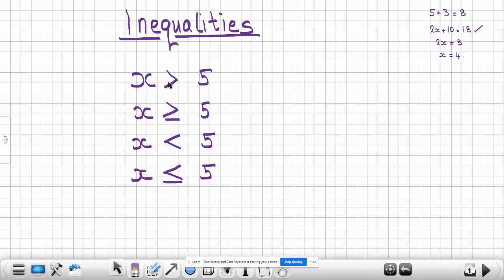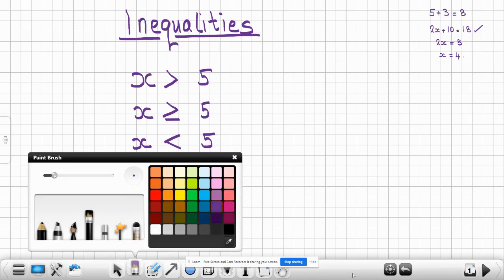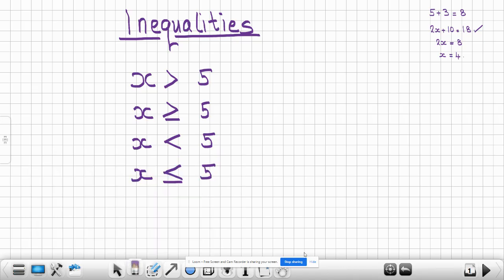So we've got 4 different symbols here. And let's just clear up exactly what they mean. If you look at the shape of this, it's got a small end this side and it looks like it's opening up. So this is telling us that x is greater than 5. X is greater than 5. So we don't know what x is. We know what it isn't. It isn't any value that is less than 5. But it can be any value that is greater than 5.